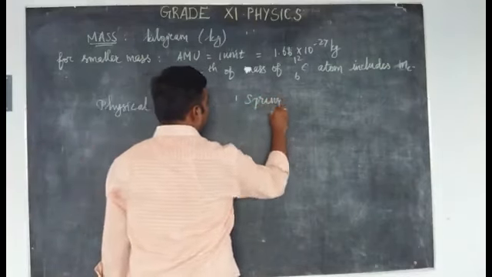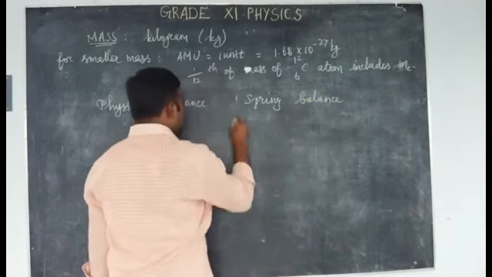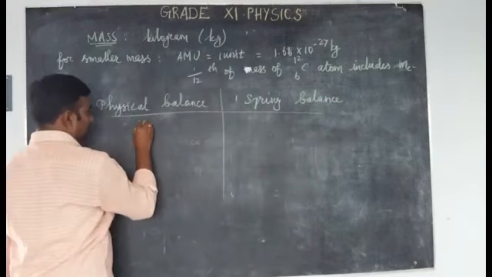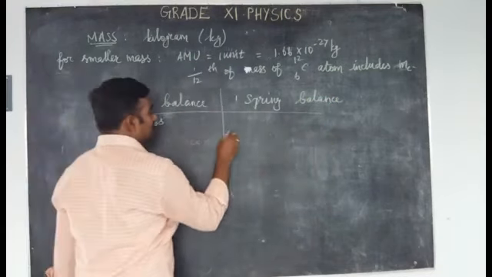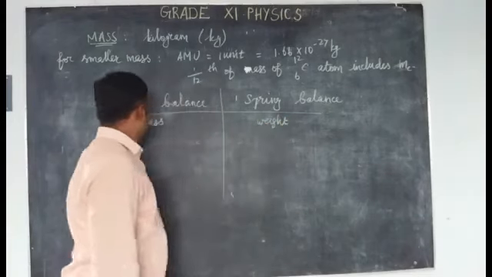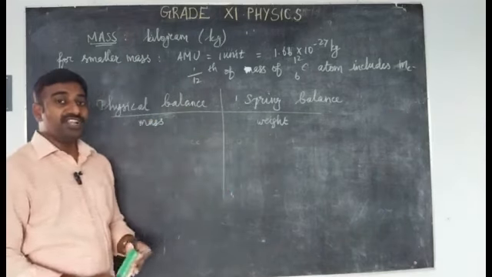What is the difference between physical balance and spring balance? Where is it used? Physical balance is used to estimate the mass, whereas the spring balance is used to estimate the weight. Now my question: mass and weight, are they both the same? No, it's totally different.